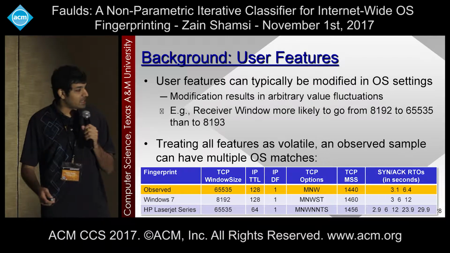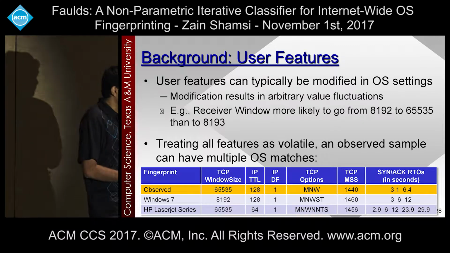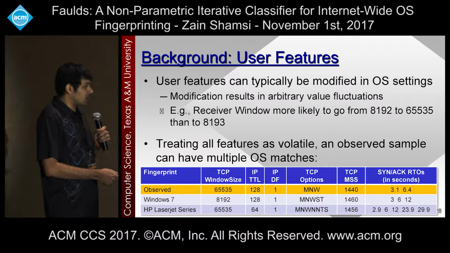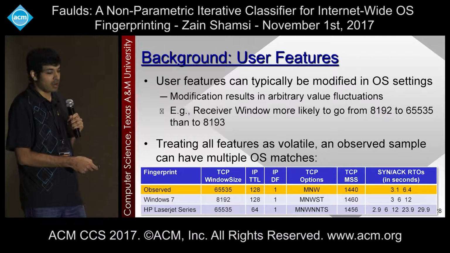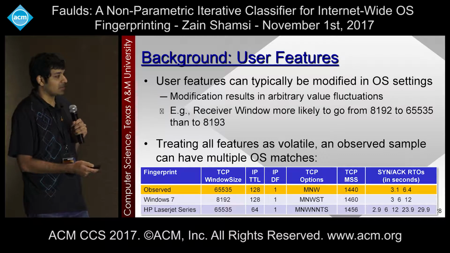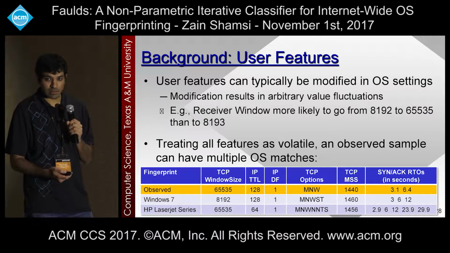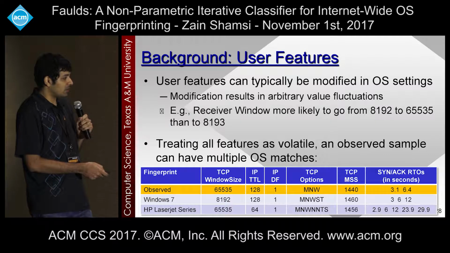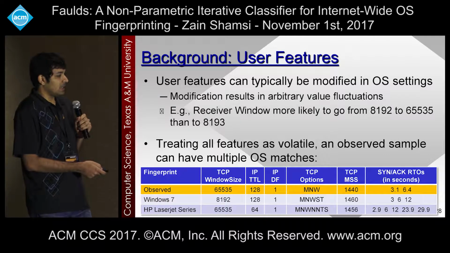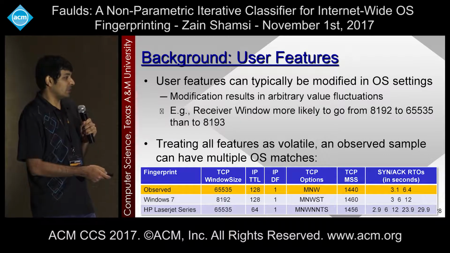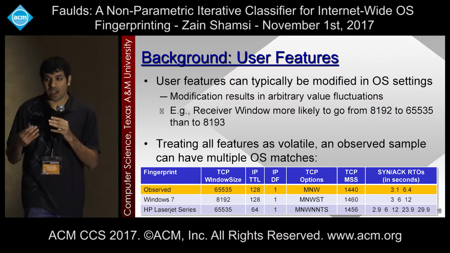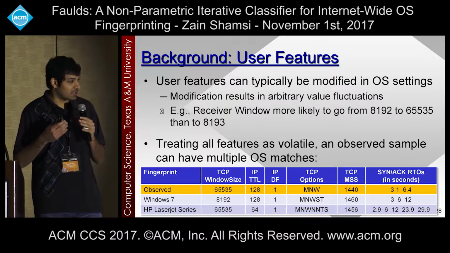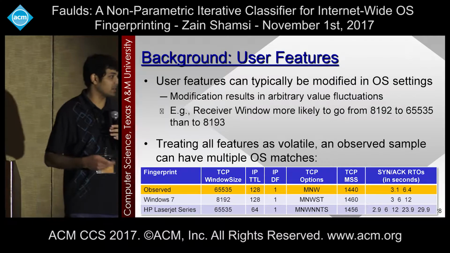So an observed sample can have many matches, right? If we observe this yellow row here, well, was it a Windows user that went and upped his window size, dropped a couple options, and we saw packet loss? Or is it an HP printer for which the TTL is lowered, a couple options are dropped, and then we lost 3 packets there? So again, the classifier has to make these decisions as it goes along.